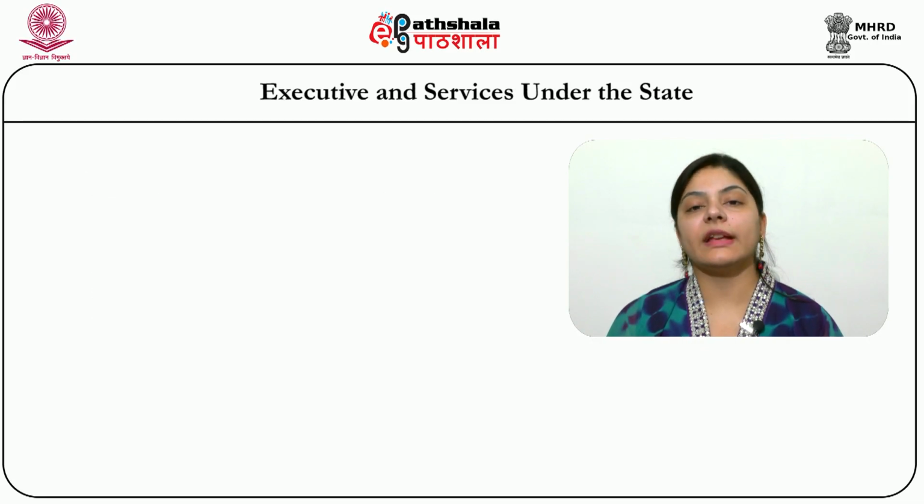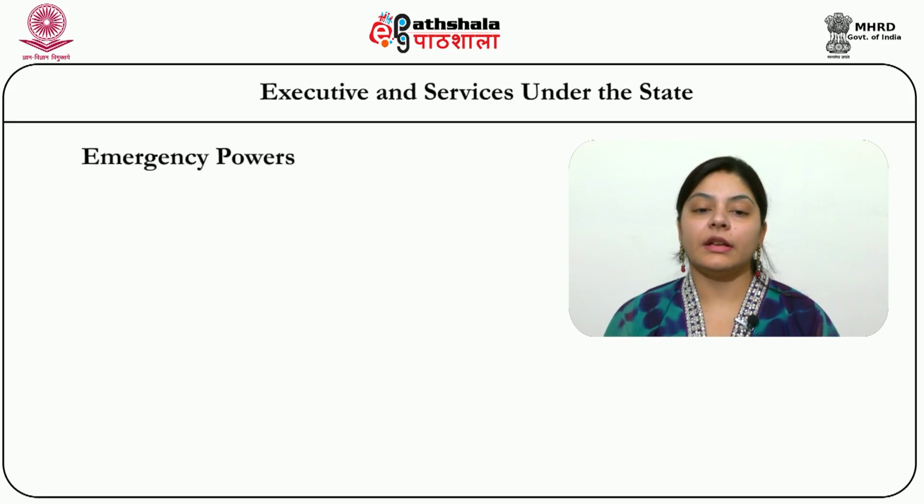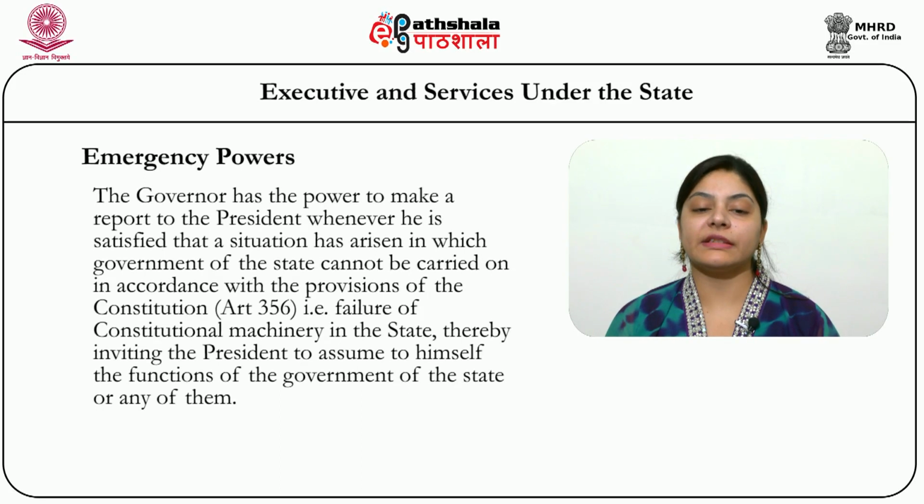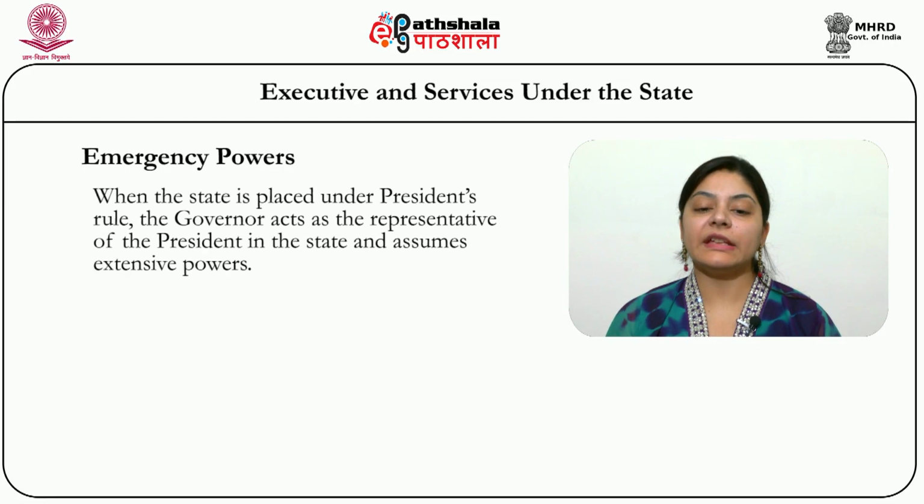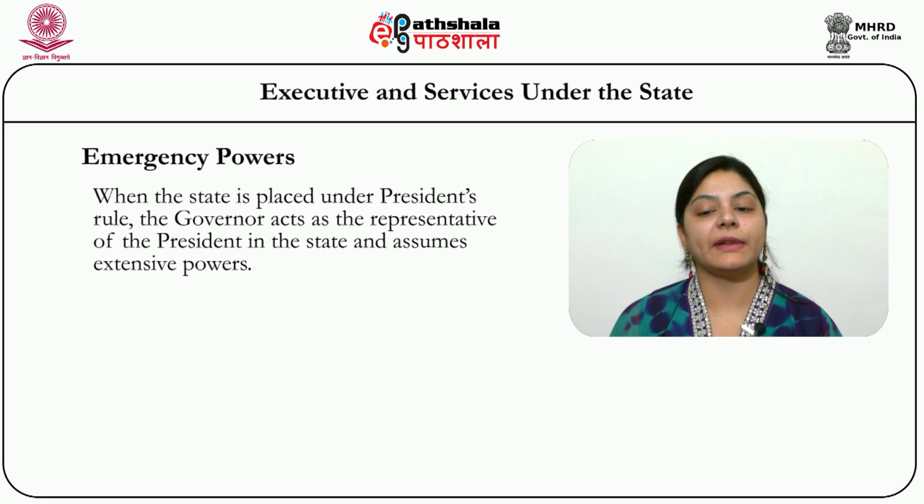Likewise, he also exercises certain emergency powers. He has the power to make a report to the president whenever he is satisfied that a situation has arisen in which the government of the state cannot be carried on in accordance with the provisions of the constitution, that is, failure of constitutional machinery in the state, thereby inviting the president to assume to himself the functions of the government of the state or of any of them. When the state is placed under president's rule, the governor acts as the representative of the president in the state and assumes extensive powers.